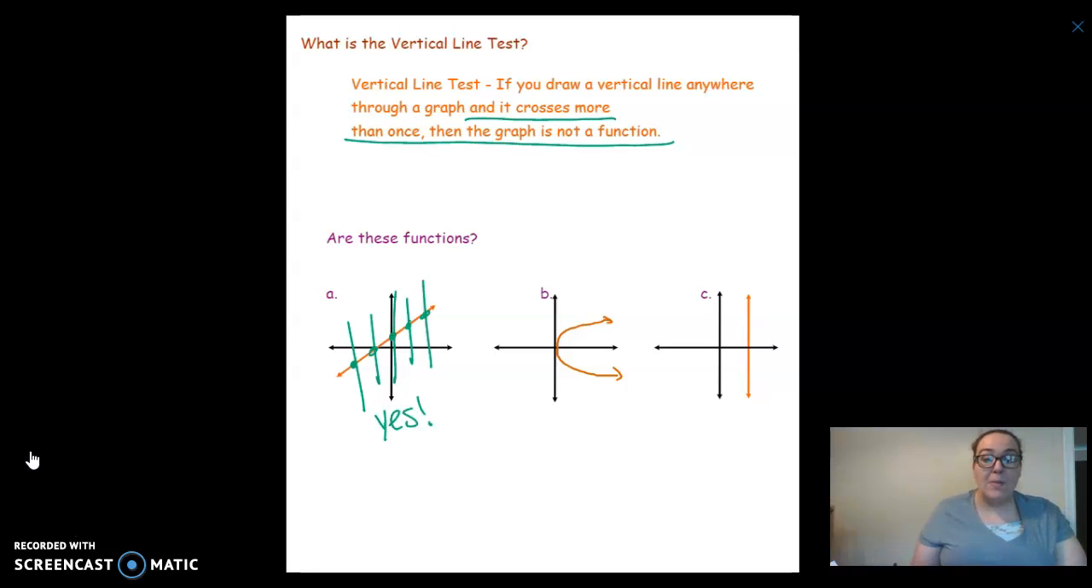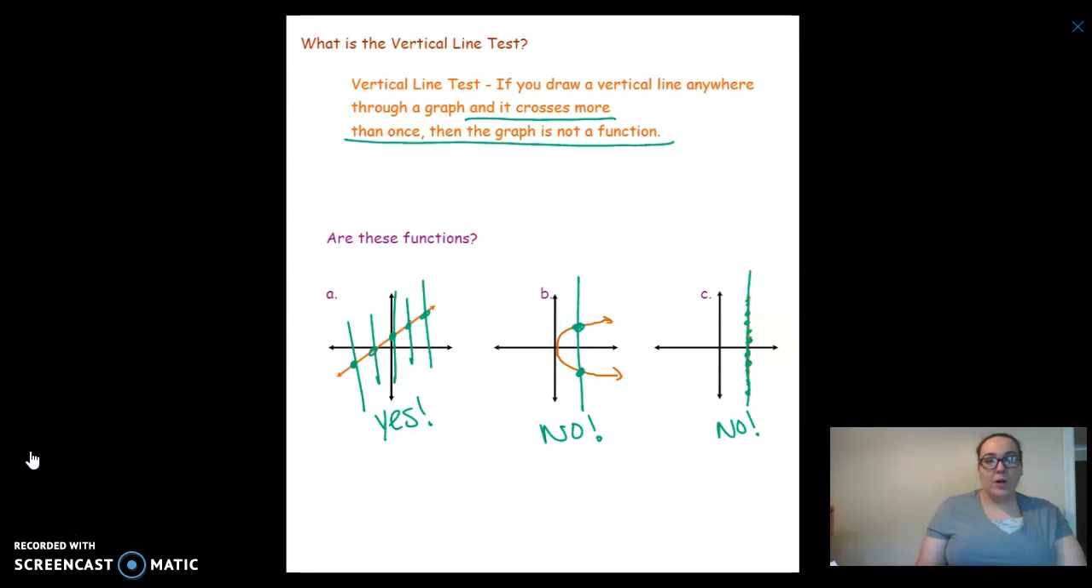Okay. Now B, I can draw a vertical line, and look here. It's going to cross that graph twice. So this means no, this is not a function. Now C is a little bit of a trick question, because if I draw a vertical line through a vertical line, some will say, yeah, it's a function. But it actually is not. Remember, it's touching everywhere on that vertical line. So each of these represents a point right now that it's touching. So no, this is not a function.